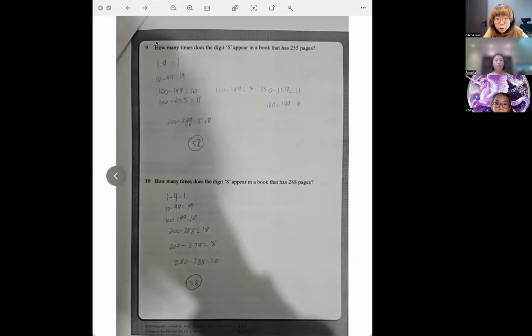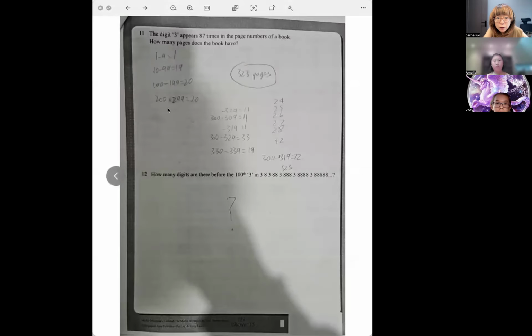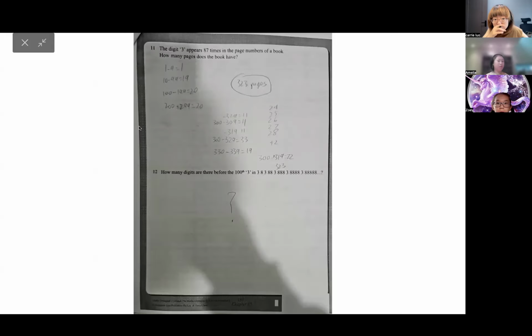Okay, you should both get these two now, right? 8 and 8. Okay, we can take a look at this one. How many times does the digit 3 appear, 87 times, in the page numbers of the book? So this time is backwards, correct?